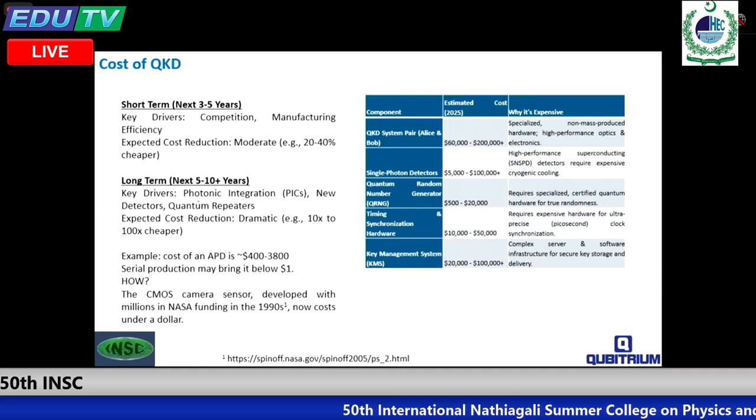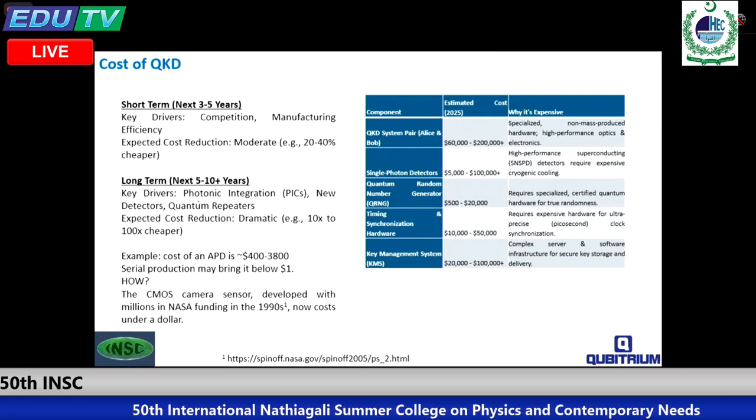So if someone is talking about the cost of something, most probably there are some other issues in this case, because there's only a problem of serial production. If you build a factory, you produce thousands of them in a day, then the cost drops a lot. So that's why the QKD cost can be dropped significantly.